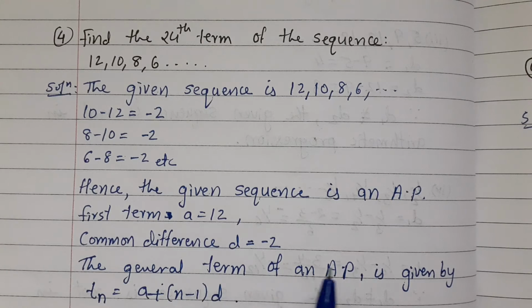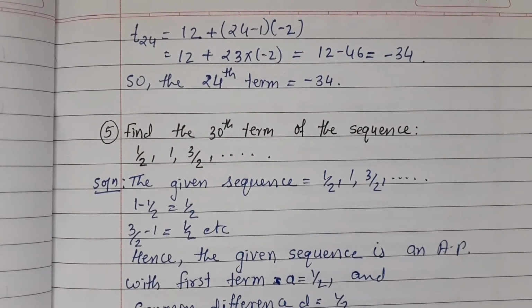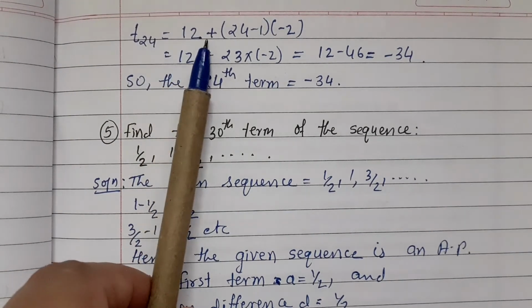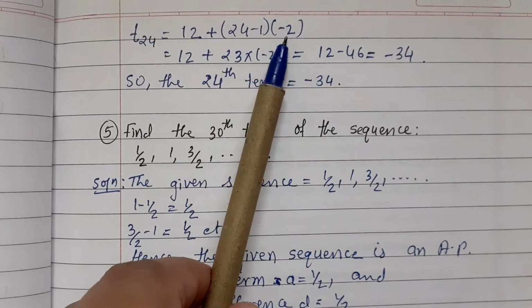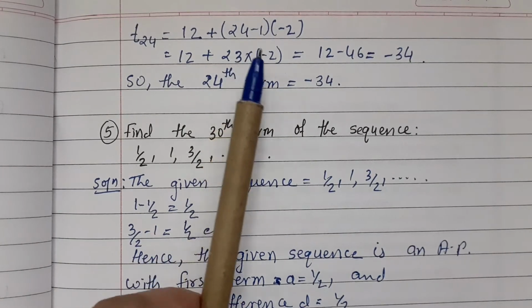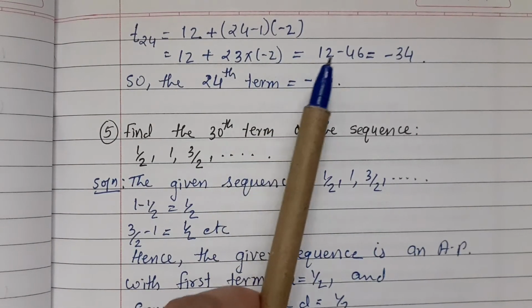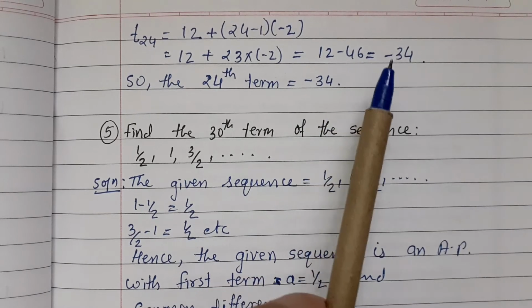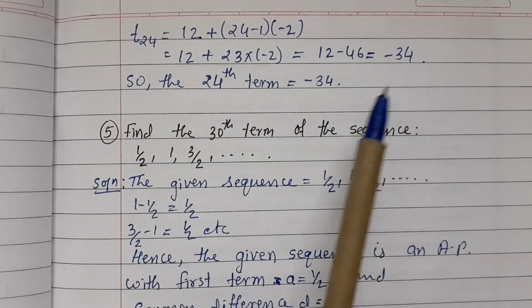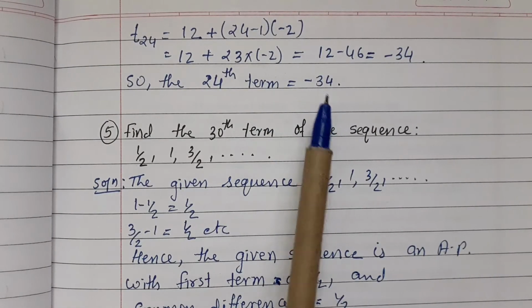The general term of an AP is given by Tn equal to A plus (n minus 1) into D. Substituting the values, we get T24 equal to 12 plus (24 minus 1) into minus 2. 24 minus 1 is 23, into minus 2, equal to 12 minus 46, equal to minus 34. T24 equal to minus 34. The 24th term equal to minus 34.